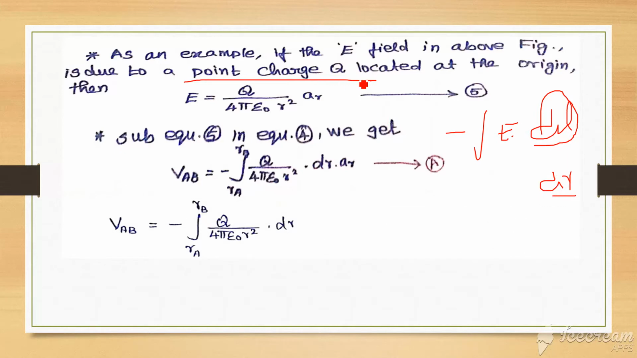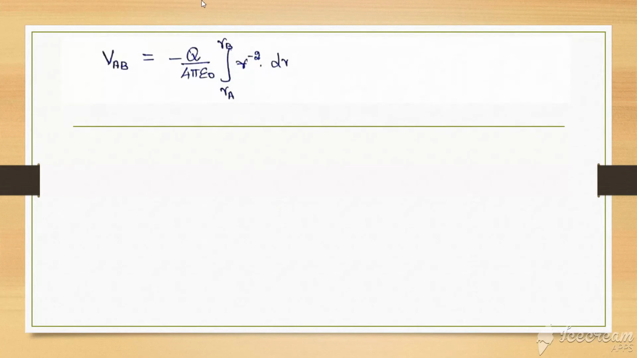So VAB can be written as minus integral A to B, RA to RB, Q divided by 4 pi epsilon naught R squared into dr. Now take the constant term outside. So minus Q by 4 pi epsilon naught integral RA to RB dr by R square. While integrating, first bring R squared to the numerator. Then we get R power minus 2.